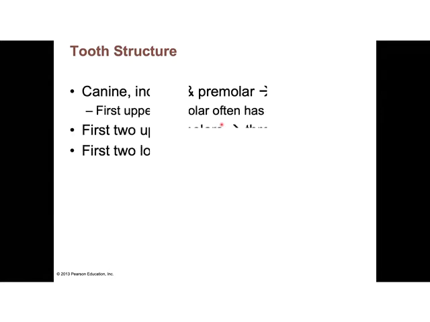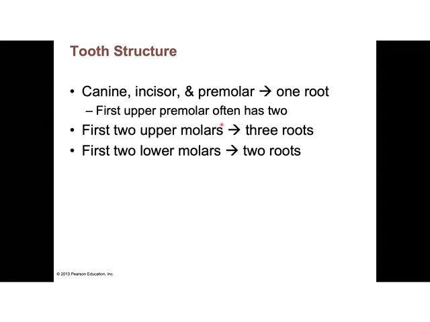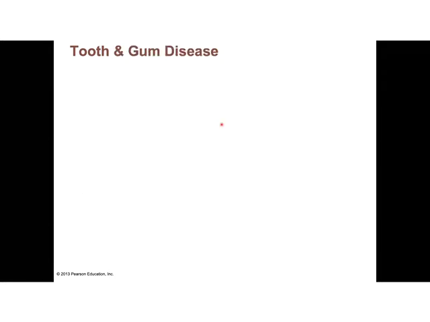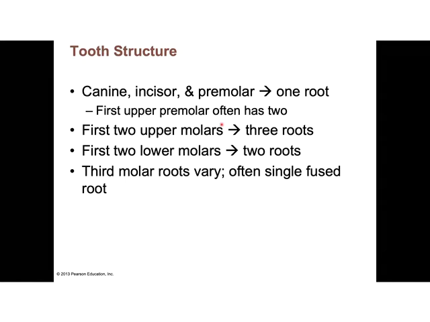Canine, incisor, and premolar are single root. The first two upper molars are 3. The first two lowers are 2. And the third molar roots may have a single fused root, but they vary widely.